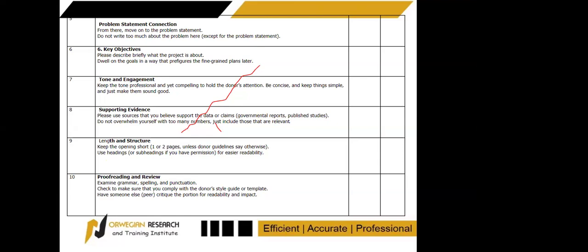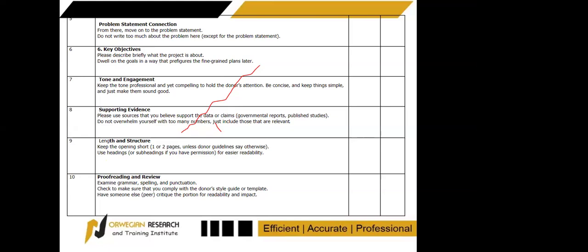Okay, then length and structure. Keep it simple. 1 to 2 pages is the maximum. The best is even 1 paragraph, 1 page, unless donor guidelines say otherwise. Because remember, we are writing it for the donor. So donors may even say, for this section only write 500 words. Please ensure that it is not more than 500 words.